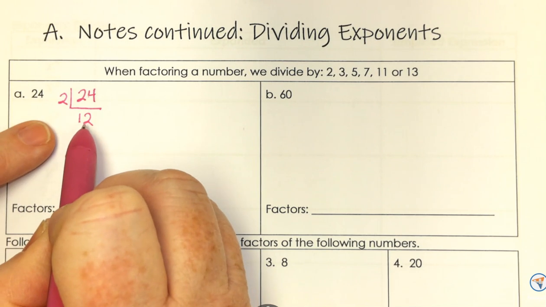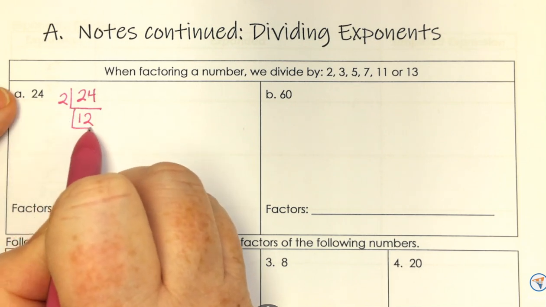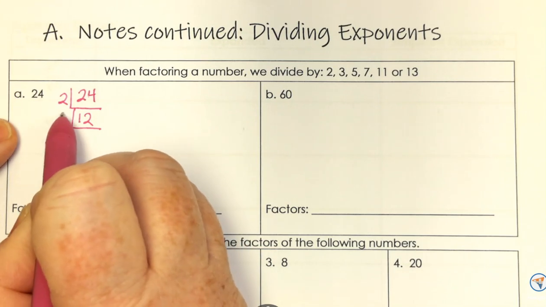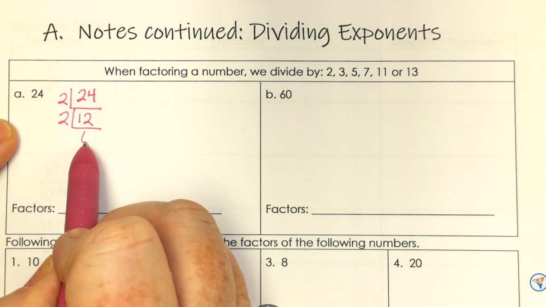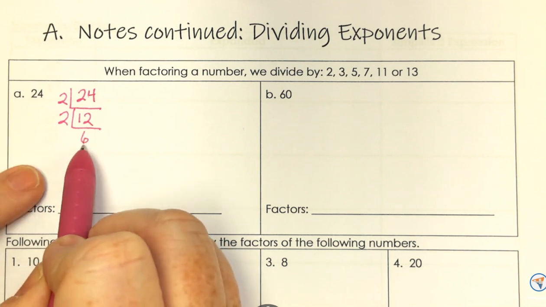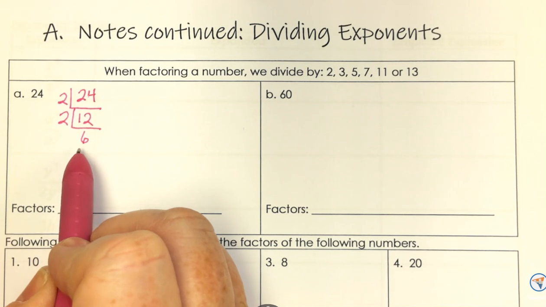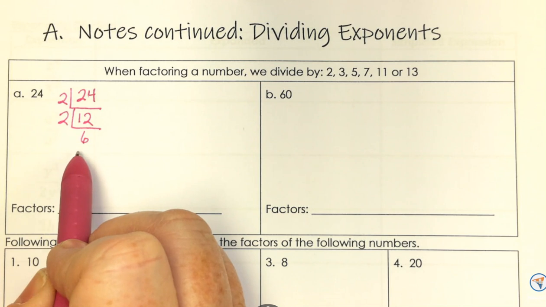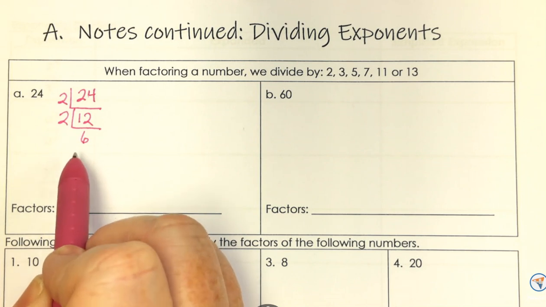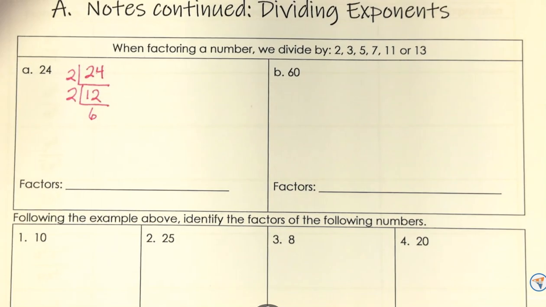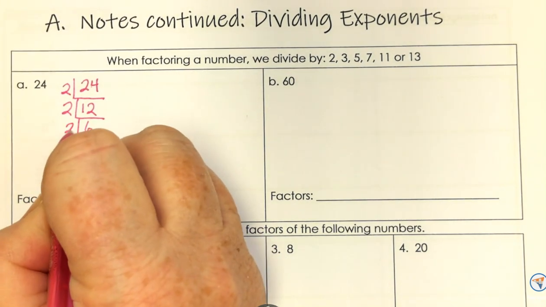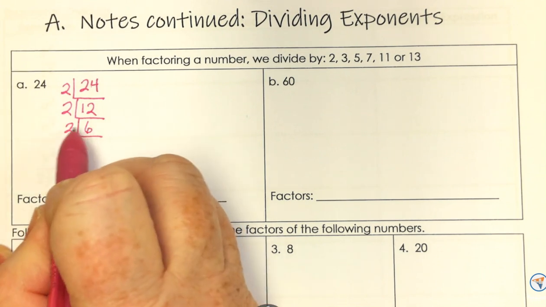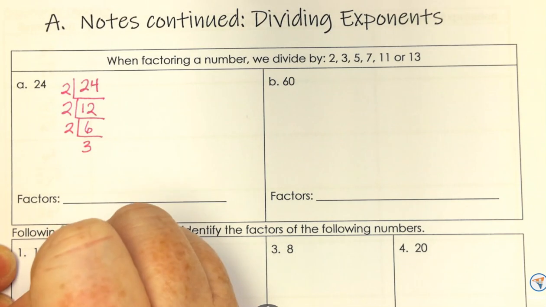This is not a prime number, so we're going to keep going. Is 12 divisible by 2? Yes, it is. 12 divided by 2 is 6. Is this a prime number? And by prime, I mean something that can be only multiplied by 1 and itself to get it. It's not. I can still do 2 times 3. So, is this divisible by 2? Yes, it is. 6 divided by 2 is 3.